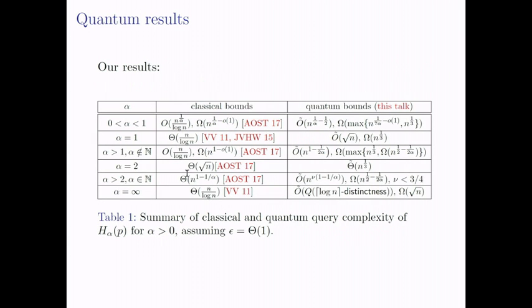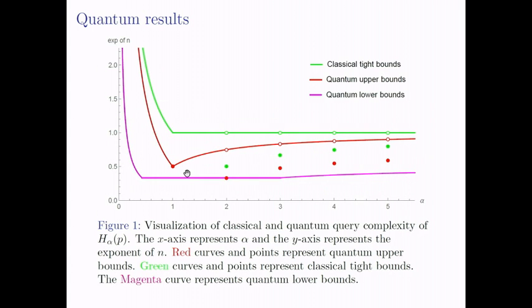So here's the list of our results. This is the classical one I just showed, and this is basically all the results we talk about in this talk, and also the work in the forthcoming paper. Basically, we give all these quantum upper bounds and also lower bounds for all different ranges of alpha. So let me use this picture to illustrate that, so you can go back and forth to compare the results.